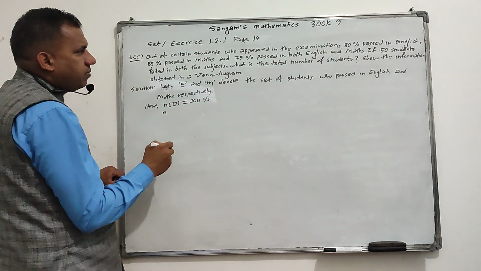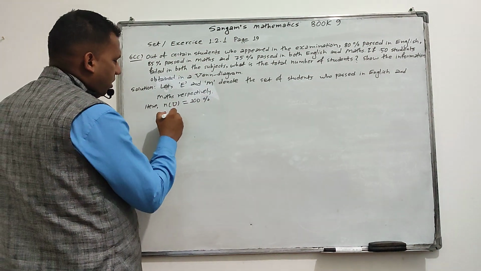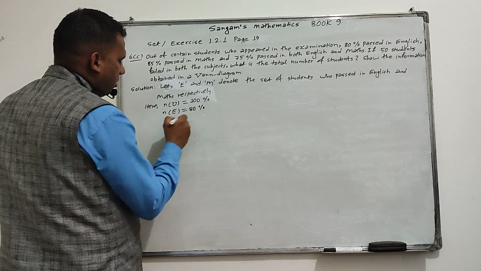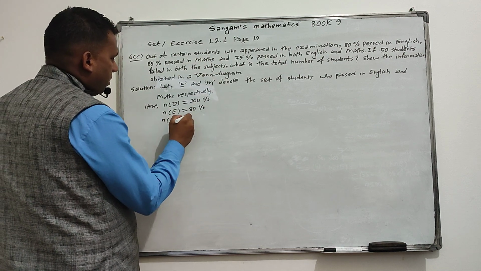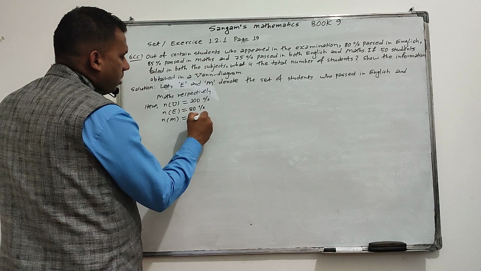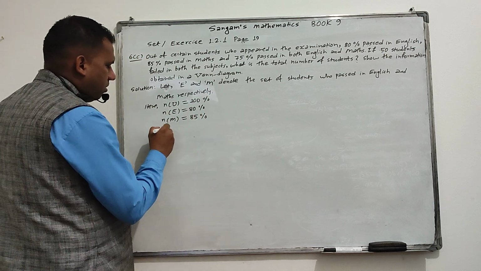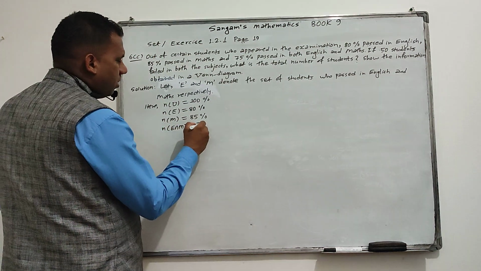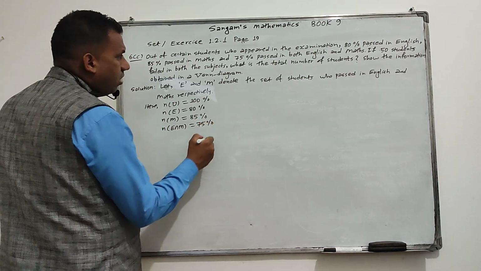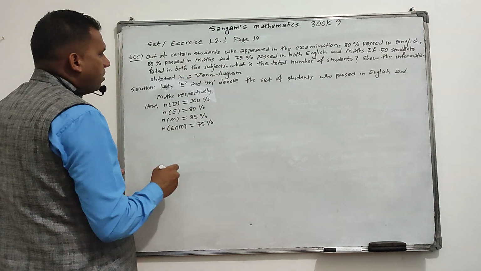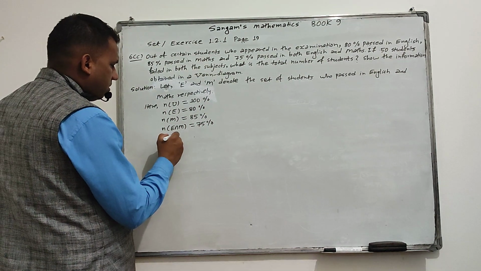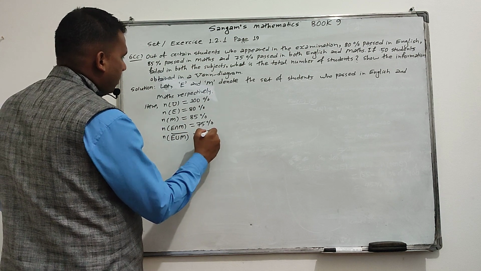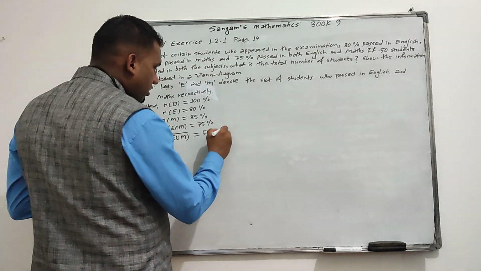Number of E is 80%. Number of M is 85%. Those who pass in both, number of E intersection M, is 75%. And 50 students fail in both subjects, that means number of (E union M) whole complement is 50, that is the number. So this is equal to X%.